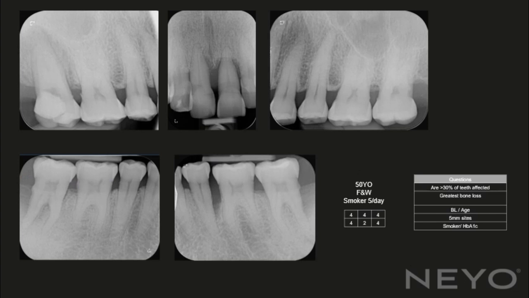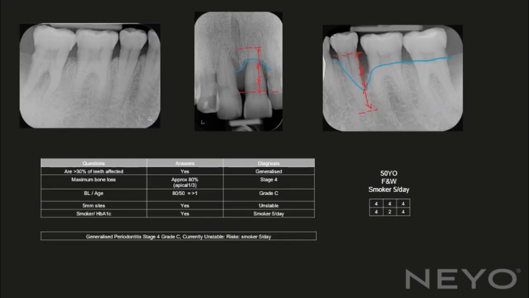Finally, patient number 3 is a 50-year-old patient who is fit and well and a smoker of 5 a day, having cut down from 20. BPE and questions to consider are again listed on the right. The diagnosis here is generalized periodontitis, stage 4, grade C, currently unstable, with risk factors of smoking 5 a day. The breakdown of the reasoning for this diagnosis is included in the table below. The worst site of bone loss is the upper left one.